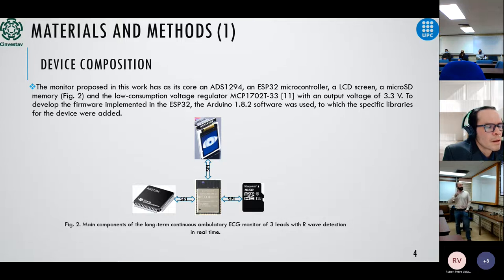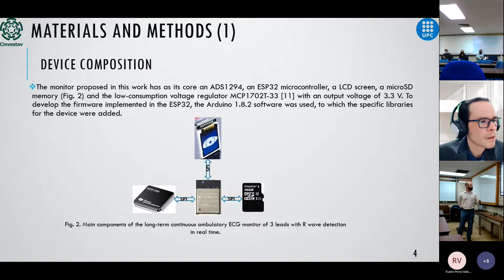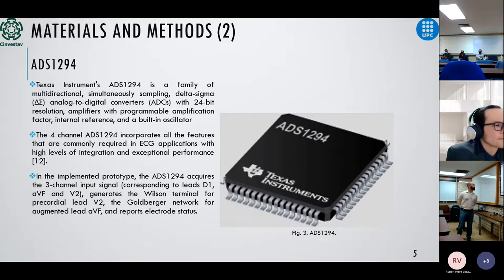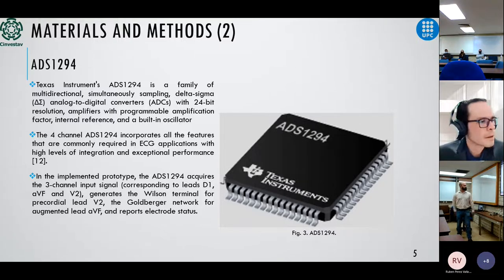screen, and a micro SD memory. For the implementation of the framework in the ESP32, we use Arduino and the specific library for the device. Now, the ADS1294 is an analog-to-digital converter with simultaneous sampling, 4 channels, and 24 bits of resolution, with a programmable amplification factor and internal reference.